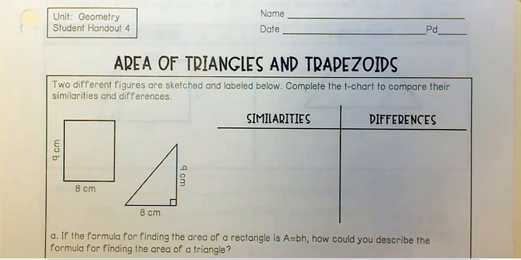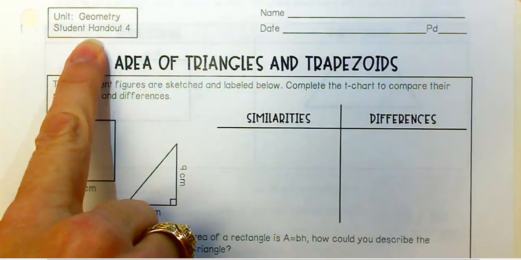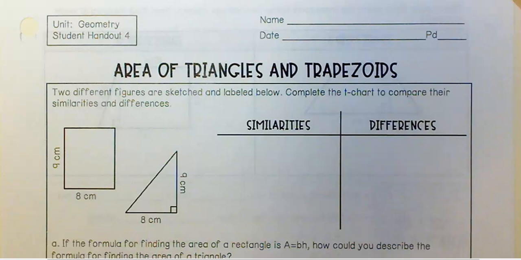All right, thank you for joining me for your notes on area of triangles and trapezoids. This is our geometry unit. You're on student handout number 4, which I believe was handed out to you on Tuesday, the 25th of February.